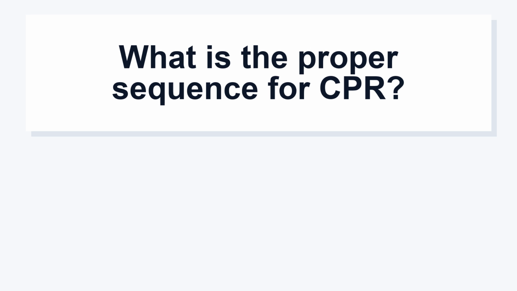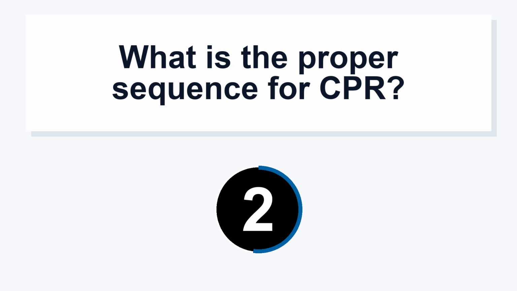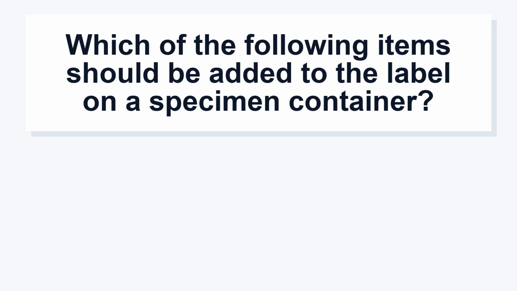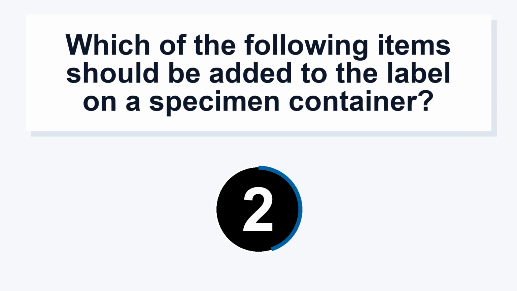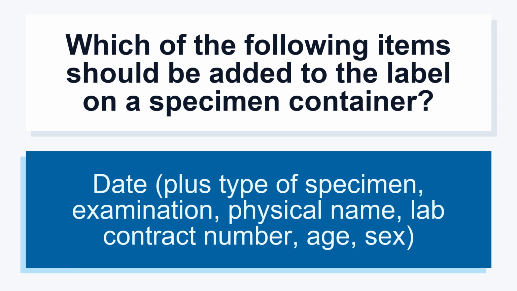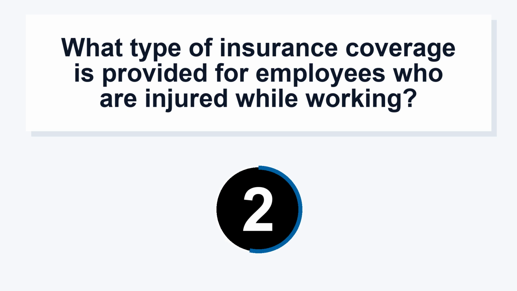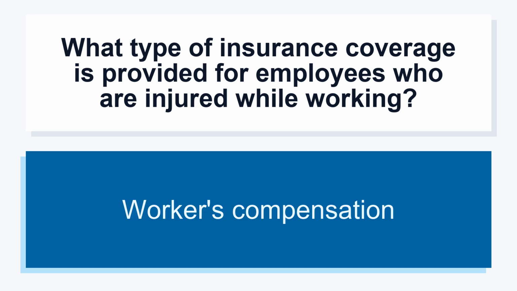What is the proper sequence for CPR? Circulation, airway, breathing. Which of the following items should be added to the label on a specimen container? Date, plus type of specimen, examination, physician name, lab contract number, age, sex. What type of insurance coverage is provided for employees who are injured while working? Workers' compensation.